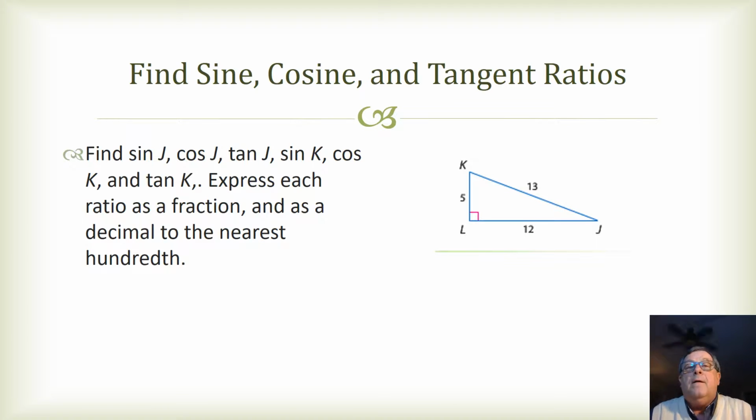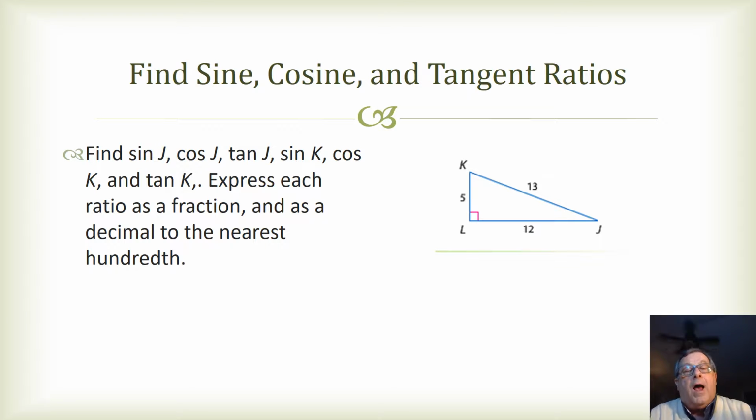All right, right angle trigonometry, finding the sine, cosine, and tangent ratios. So we have a triangle here on the right, and we've got the side lengths that are identified. Let's say we're going to call this JLK. And we're asked to find the sine J, cosine J, tangent J, sine K, cosine K, tangent K. Express each ratio as a fraction and as a decimal to the nearest 100th.